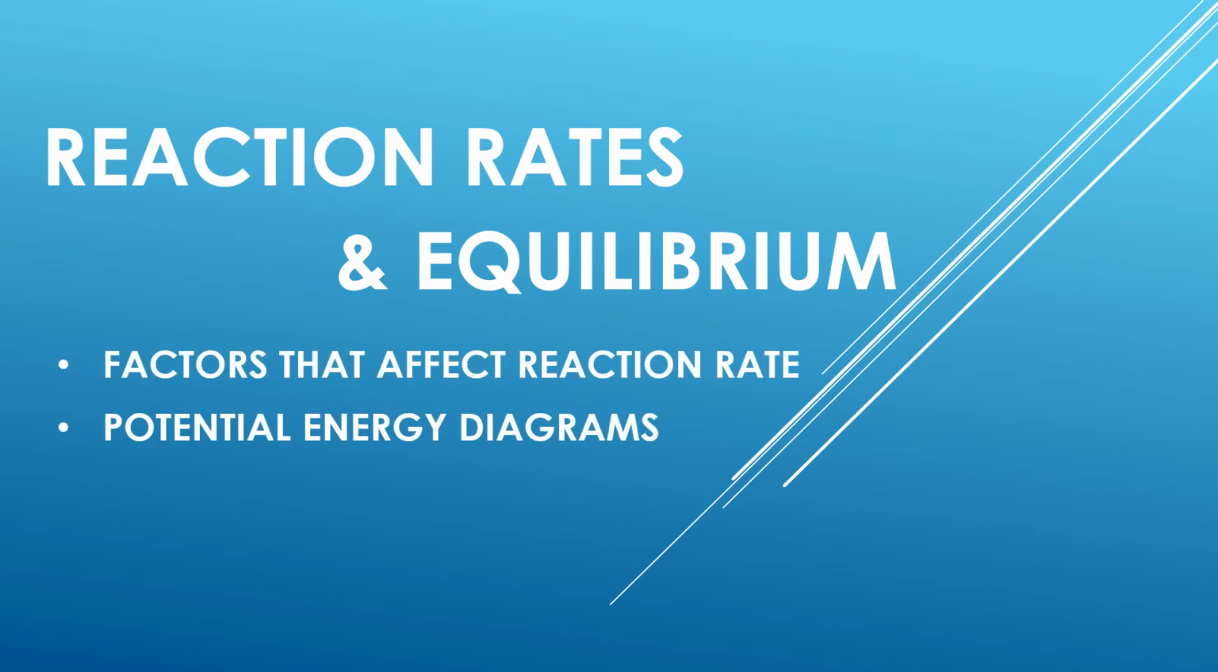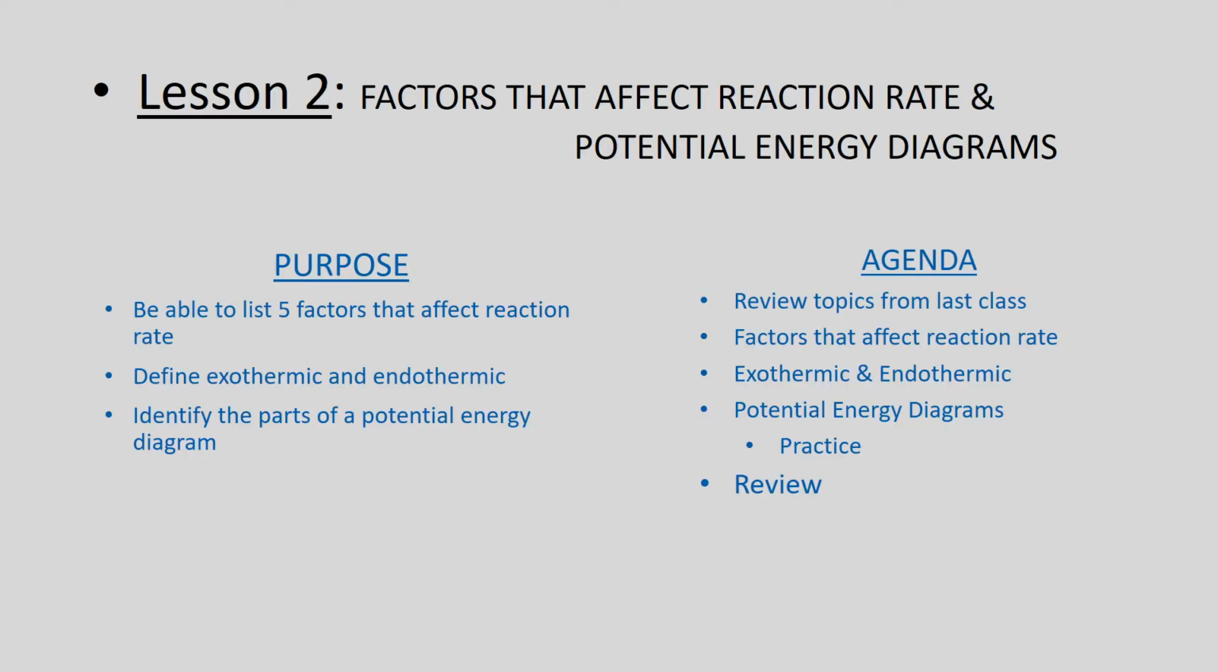We're going to continue our discussion of reaction rates and equilibrium. In Lesson 2, we're going to talk about factors that affect reaction rate and something else called potential energy diagrams. By the end of this presentation, you should be able to list 5 factors that affect the reaction rate, define exothermic and endothermic as chemical reactions, and identify the parts of a potential energy diagram.